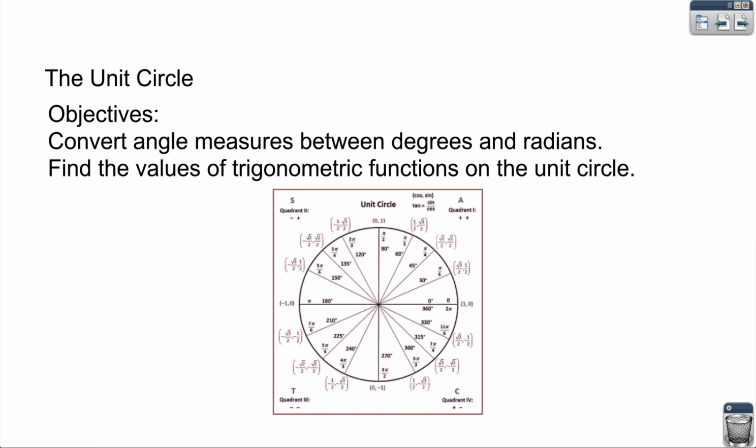Let's talk about the unit circle, and here are the objectives. We will convert angle measures between degrees and radians, and this is something you've done previously in your past math class. And we are also going to use that information to help us find the values of the trigonometric functions on a unit circle. Okay, let's start.